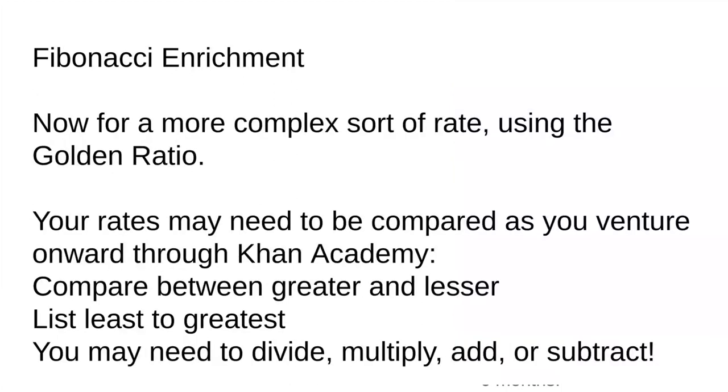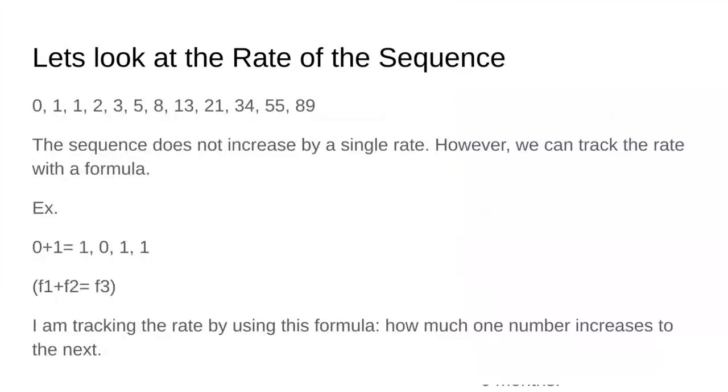And now for our enrichment. Now for a more complex sort of rate using the golden ratio. Your rates may need to be compared as you venture onward through Khan Academy: compare greater and lesser, least to greatest. You may need to divide, multiply, add, or subtract. So let's look at the rate of the sequence.